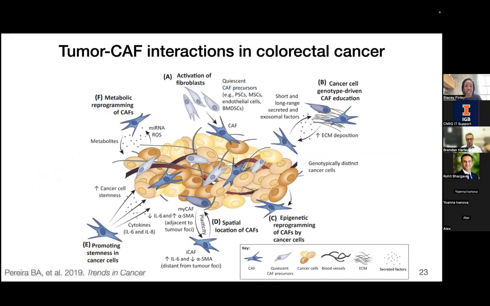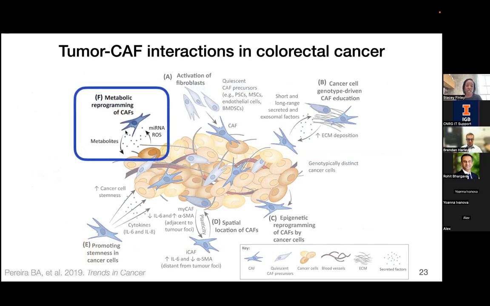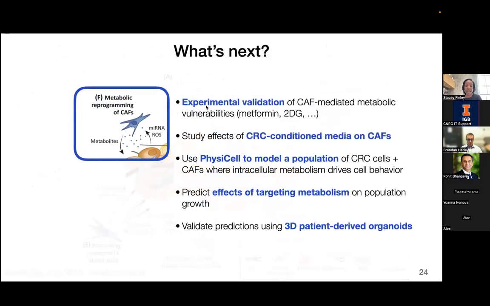So I sort of gave a hint as to what we're doing next, still focusing on metabolic reprogramming, but we're excited to work with our collaborators in Shannon Mumenthaler's lab to validate the effects of the CAF conditioned media and those metabolic vulnerabilities. We can also look at what's happening in the reverse direction. So everything that I've talked to you about so far has been how do CAFs influence CRC cells. We can also look at how colorectal cancer cells influence CAFs.